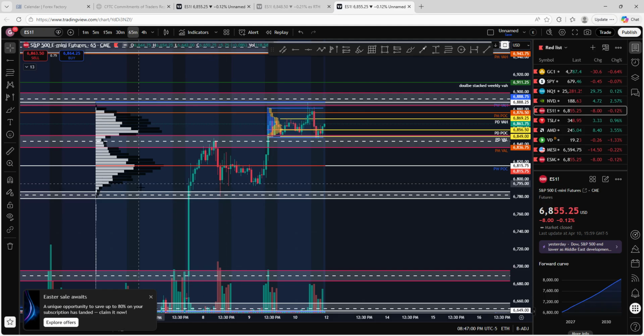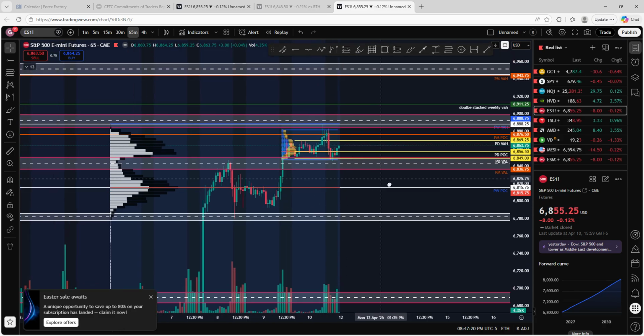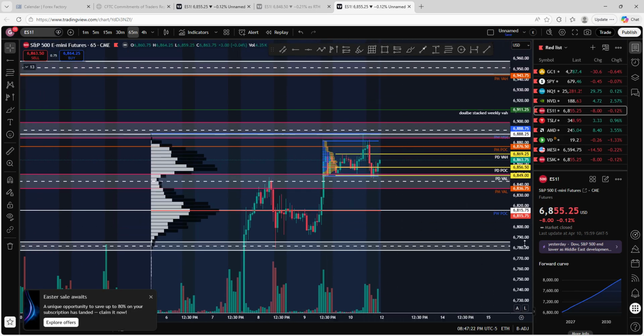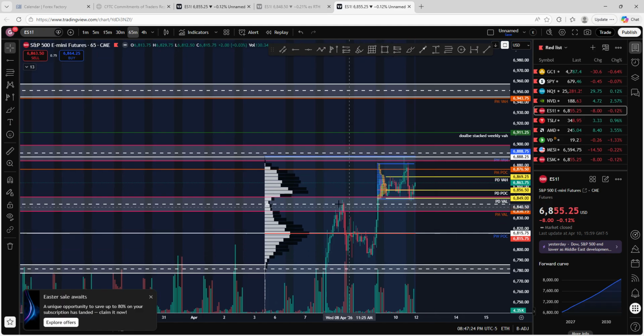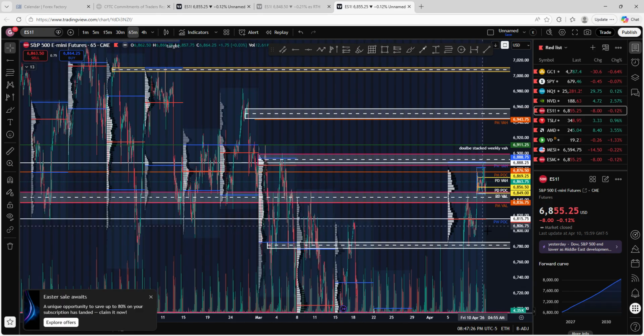But shorting anywhere in this vicinity, initiating a short in this area here, is absolutely just dumb. It's just a dumb way to trade. So you do not want to be looking for shorts here. You want to be looking for potential longs. So this is going to be a key thing to pay attention to for this week on ES, right?